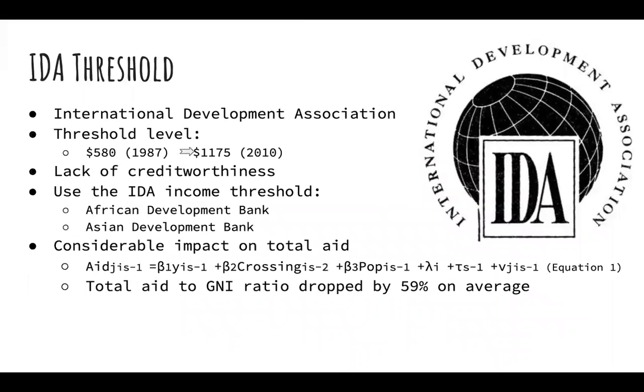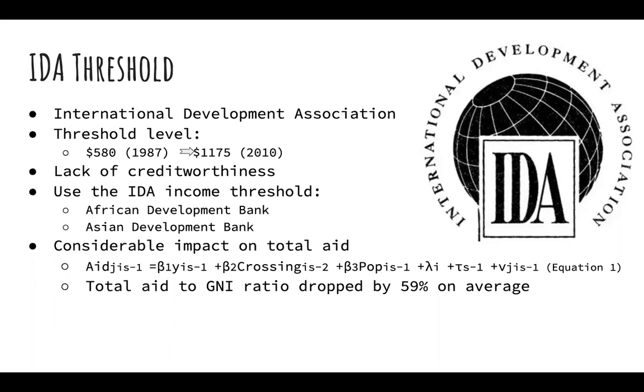An important part of the discussion is the income threshold level set by the International Development Association in 1987. It's used to decide on allocation of resources. Throughout the time, it was adjusted only for inflation and changed from $580 in 1987 to $1,175 in 2010. Another criterion is lack of creditworthiness, in other words, inability to handle new external debt at market interest rates in the long term.